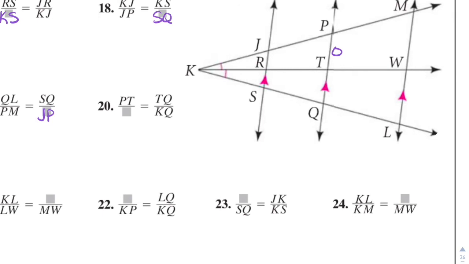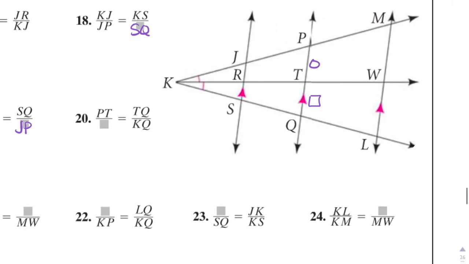So PT and unknown, and then we have TQ. TQ is here, and we have KQ, which is, where is KQ? Okay, so we have KQ, this is interesting, KQ, this whole thing here, along with TQ. So we have the base and we have the side length. So this is an angle bisector one. So we have this one, PT, and it's going to have to be KP.